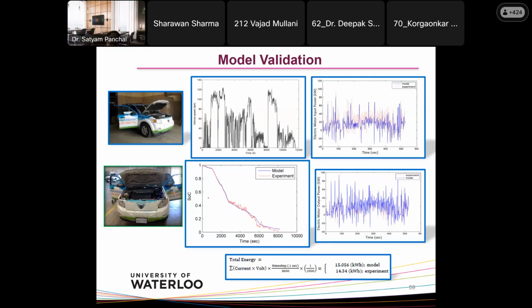After that, the validation. If you look at this drive cycle, it is vehicle speed versus time. It is the Toronto to Niagara Falls drive cycle, and here is the end of this one. It is almost 2 hours and 16 minutes.